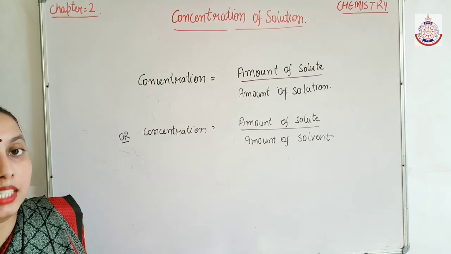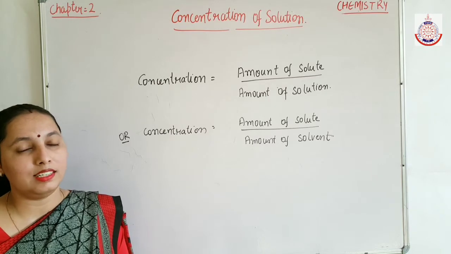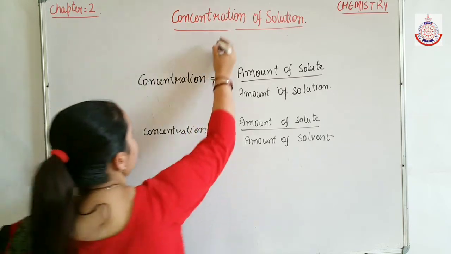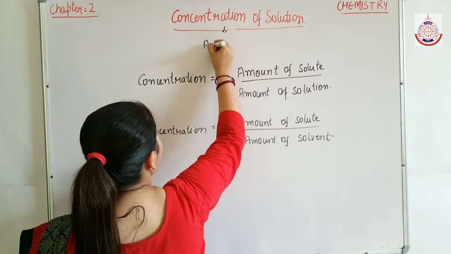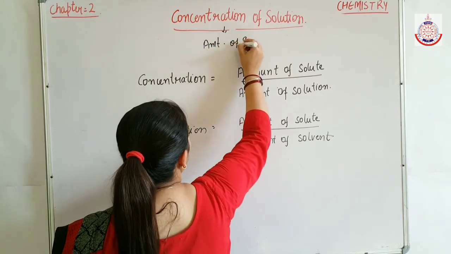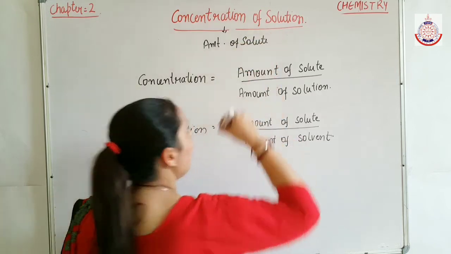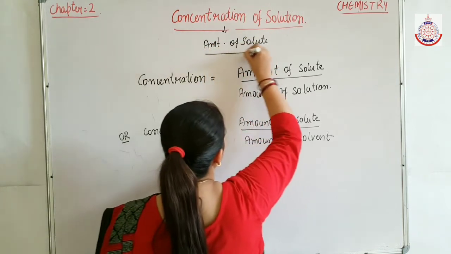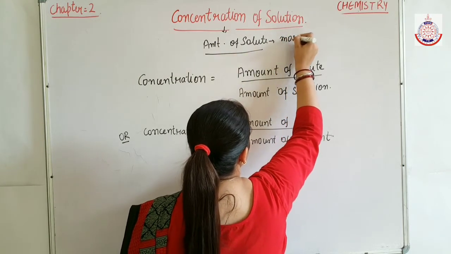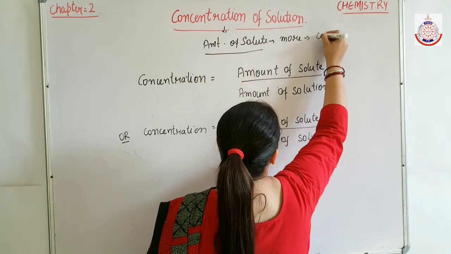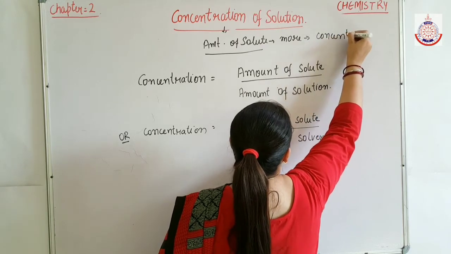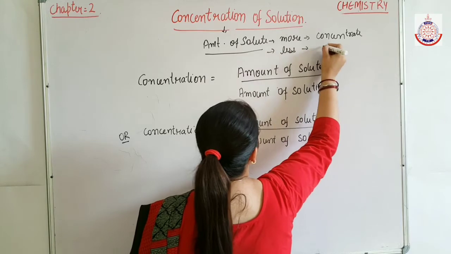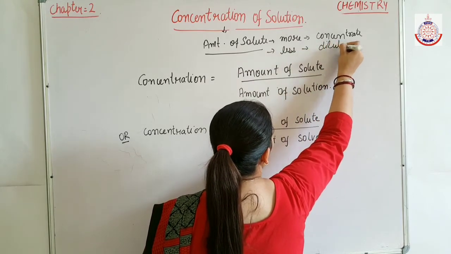Concentration basically means the amount of solute present in a solvent. Concentration means how much amount of solute is present. If the amount of the solute is more, then you will say that the solution is concentrated. Fine. And if the amount of the solute is less, you will say that the solution is dilute.